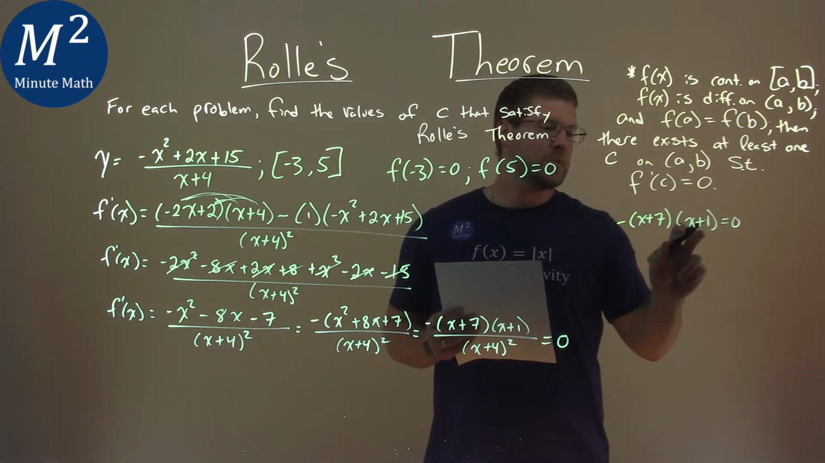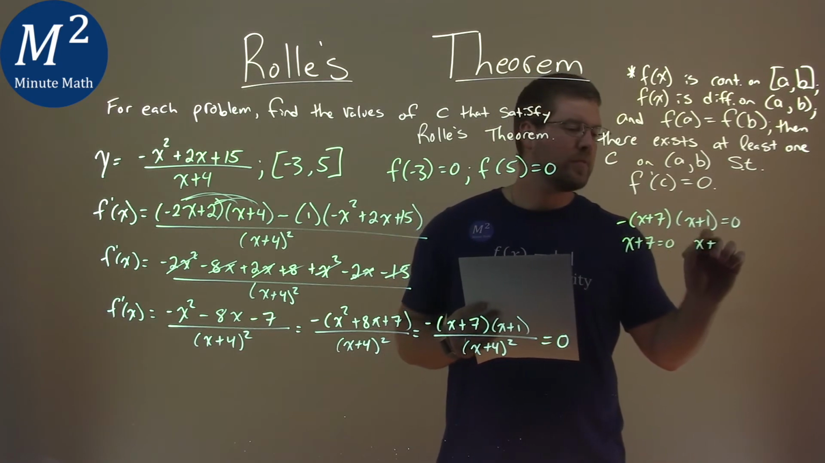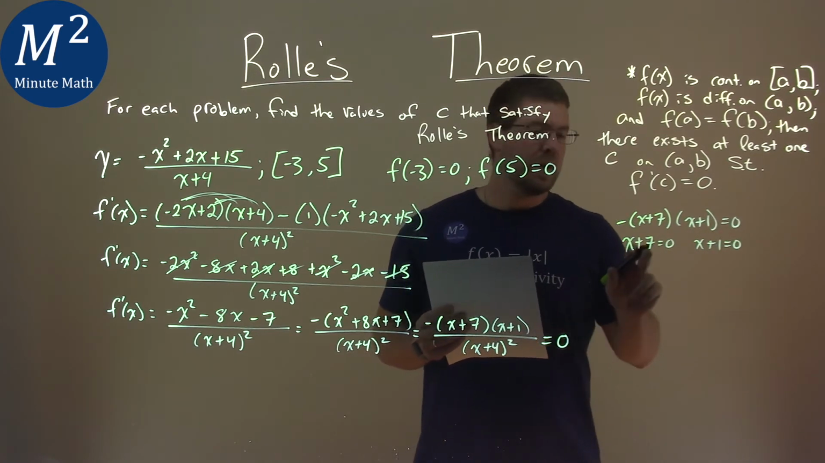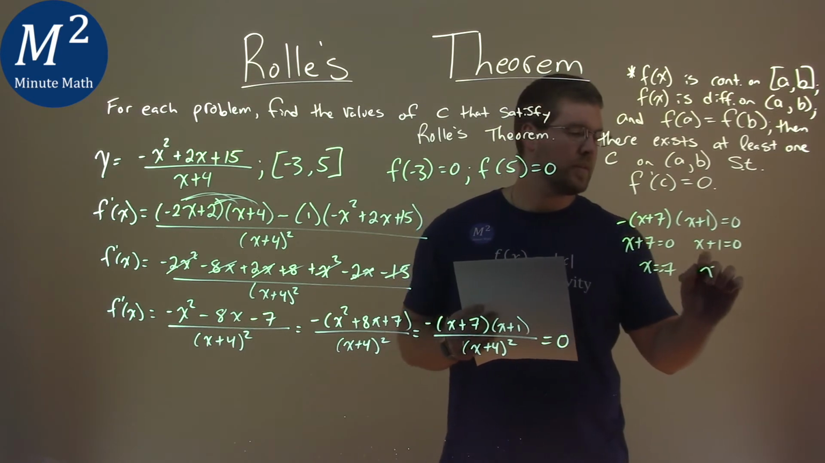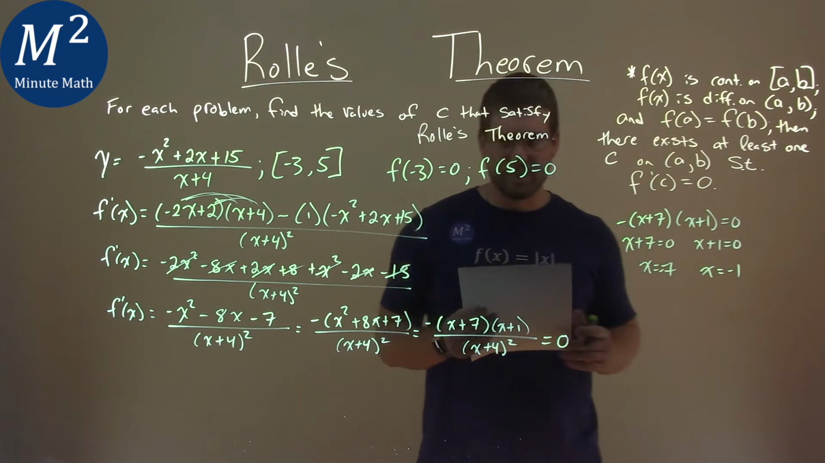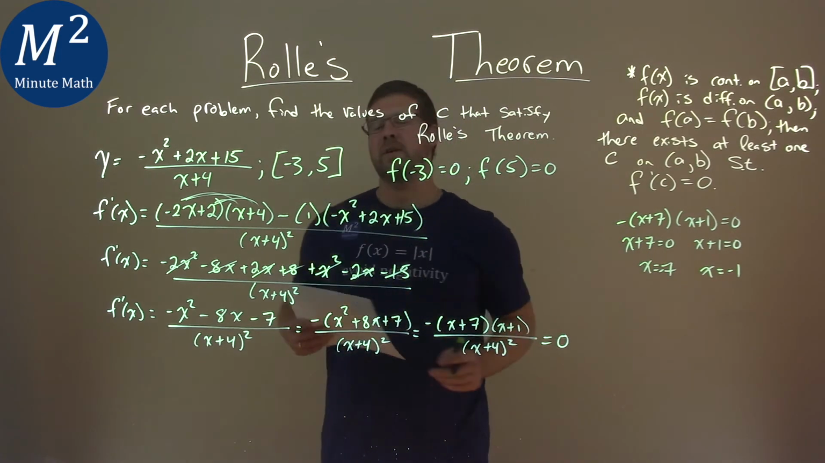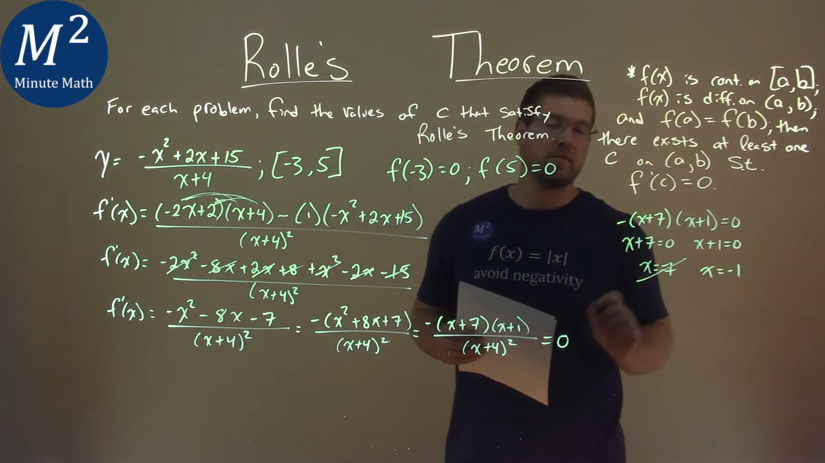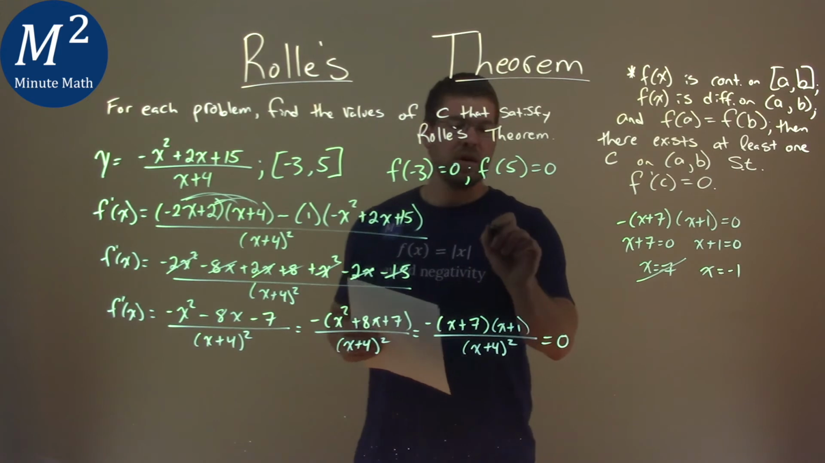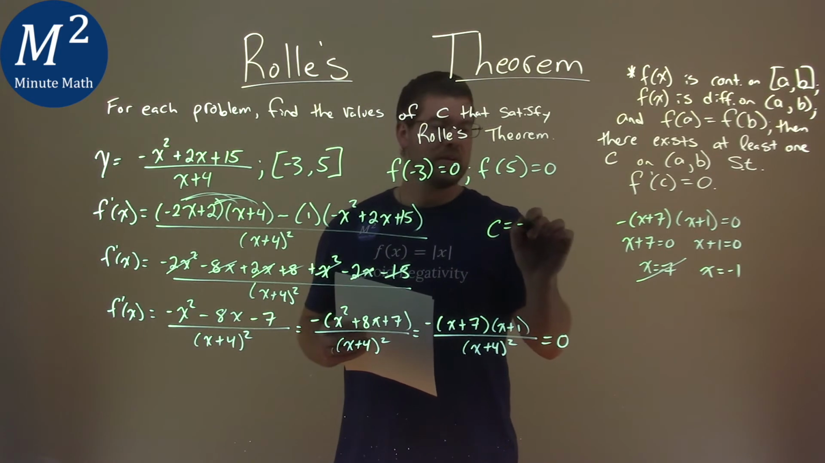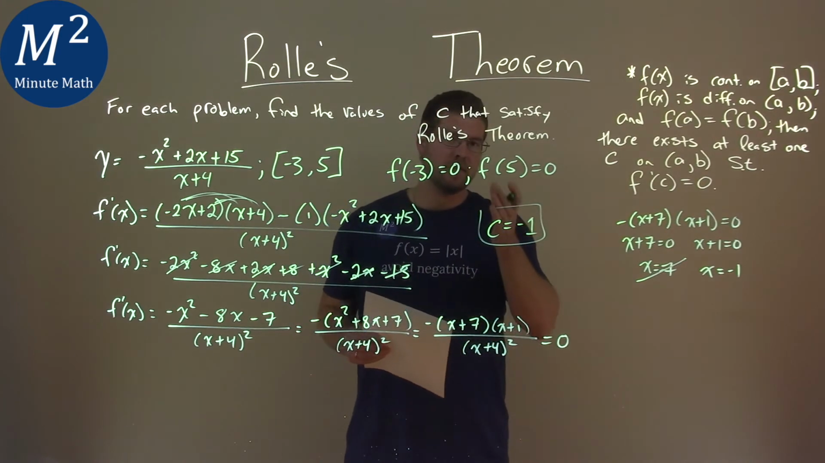So now we can set each one in parentheses equal to 0. We have x plus 7 equals 0, and x plus 1 equals 0. Subtract 7 on both sides, and x equals negative 7. The same thing with the 1, x equals negative 1. Now with that, negative 7 is not within my original interval, so negative 1 is the only value within our interval. And so our c value is equal to negative 1, and that is the only c value that satisfies Rolle's theorem.